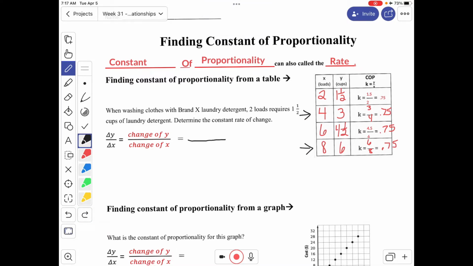And I put the Y's on top. So that was 6 minus 3. And the X that went with 6 is 8. And the X that went with 3 is 4. And then I work that out. 6 minus 3 is 3. And 8 minus 4 is 4. And 3/4 still simplifies to 0.75.